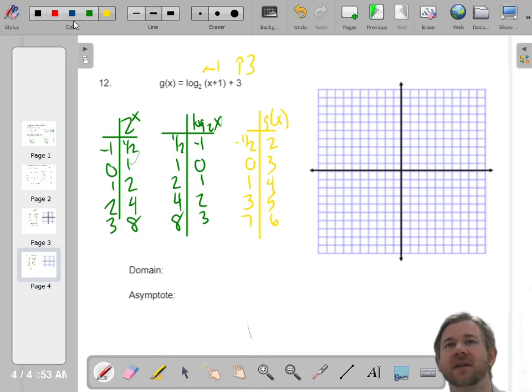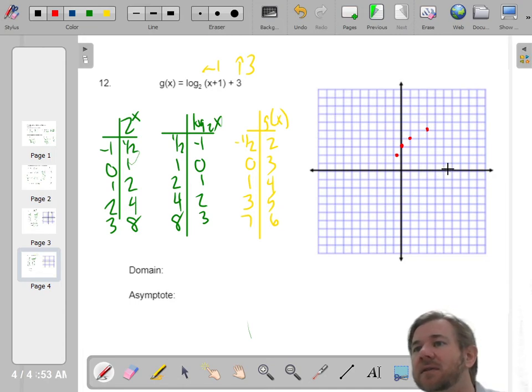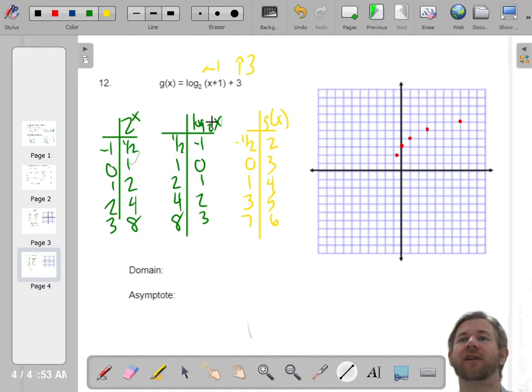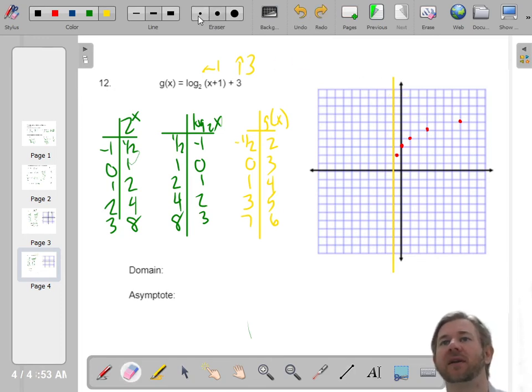That's g of x. So when I plot those points, negative 1/2 is at 2. 0 is at 3, 1 is at 4, 3 is at 5, and 7, so 5, 6, 7 is at 6. Now, the logs follow the horizontal shift. So it goes left 1, that's where your asymptote will go because it's a vertical asymptote that's moving. So it moves left and right.